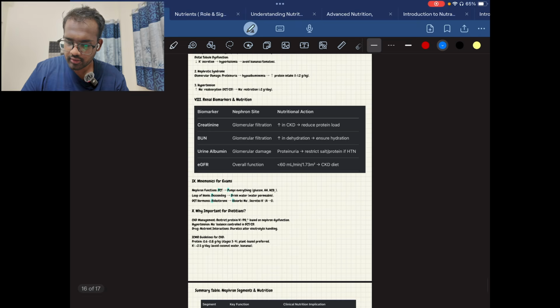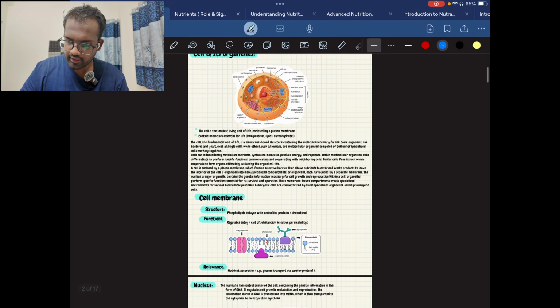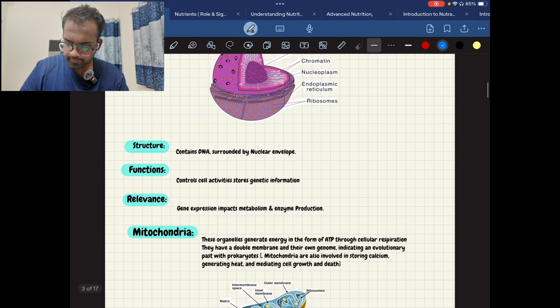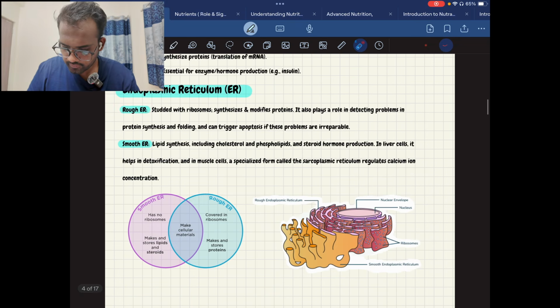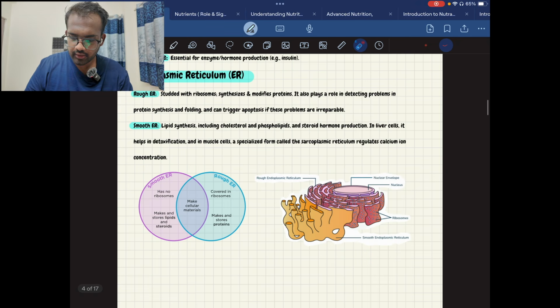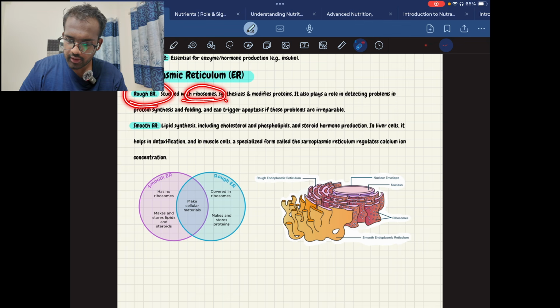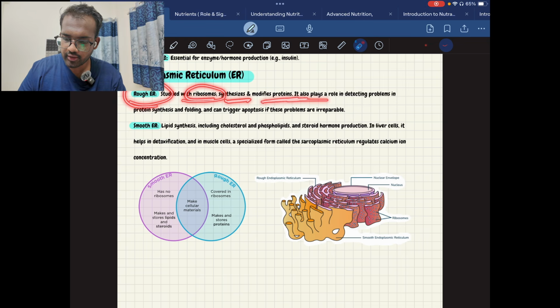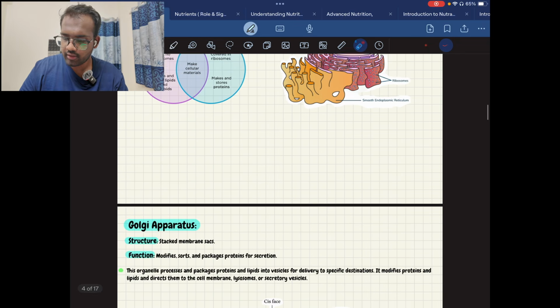introduction to human functions. So I have clearly mentioned the cell and the organelles. The ribosomes will be present in the rough endoplasmic reticulum. So as you can see here, ribosomes synthesize and modify the protein and play a role in detecting problems in protein synthesis. Okay, I have clearly mentioned it here. You can go through it once. It will be very easy for you.